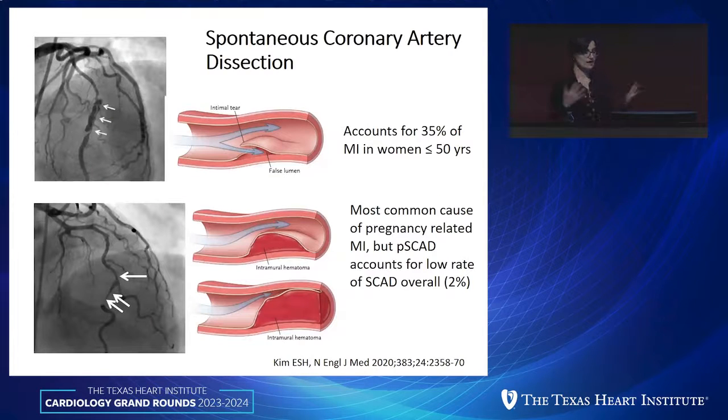So we've heard a lot about the overlap between spontaneous coronary artery dissection and FMD over the last years. Coronary artery dissection accounts for about 35% of MI in women under the age of 50. It's the most common cause of pregnancy-associated myocardial infarction, but PSCAD accounts for a low rate of SCAD overall. And it's usually either this inside out or outside in disruption of the arterial wall layers that leads to either intramural hematoma or an actual intimal flap that you can see.